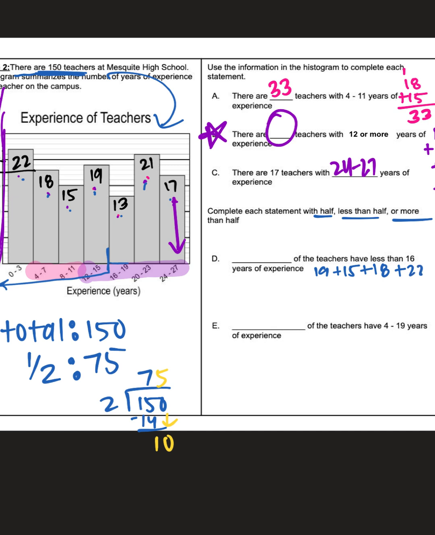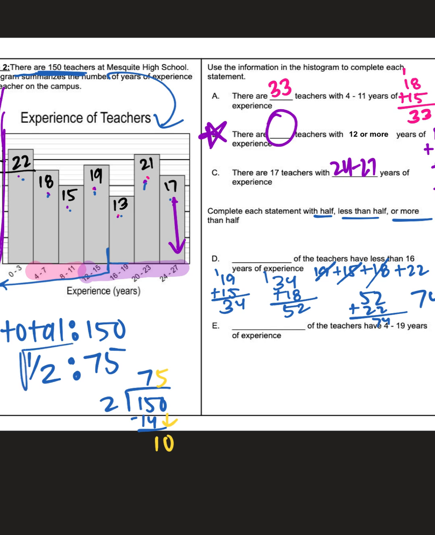So I'm going to go ahead and do 19 plus 15 real quick. 9 plus 5 is 14. Carry the 1. We've got 3, so I added these two already, right? Now I have to do 34 plus 18. Well, 4 plus 8 is what? 12. 3 plus 1 is 4, plus 1 more is 5. Okay, I added the 18. I've got one more. I've got 52 plus 22. Well, 2 plus 2 is 4. And 5 plus 2 is 7. So we've got 74 teachers that have less than 16 years of experience.